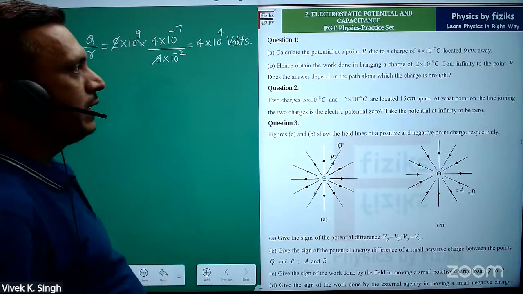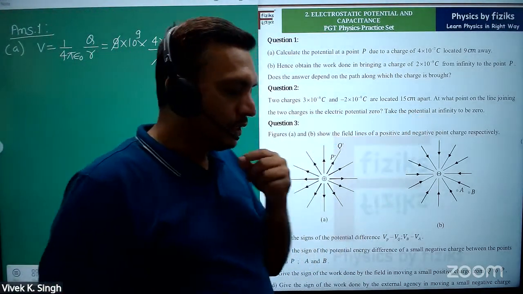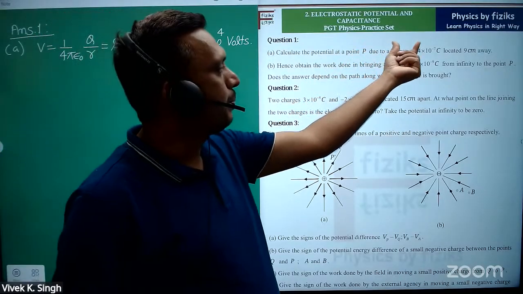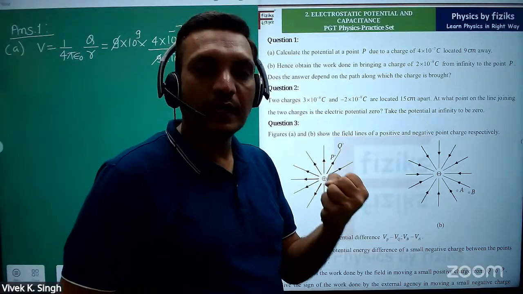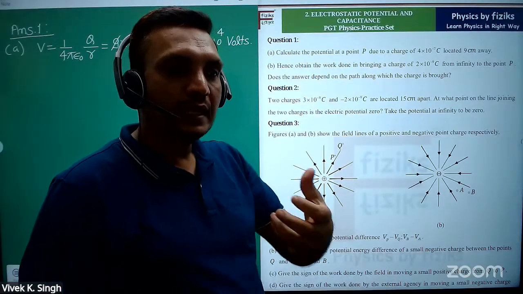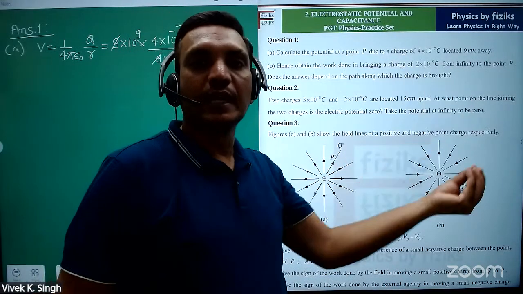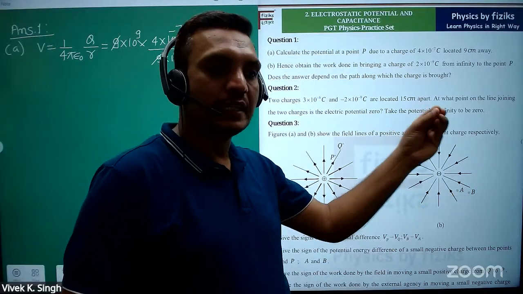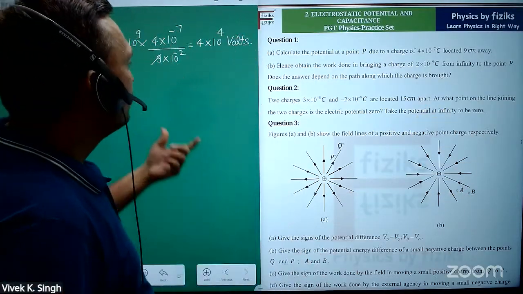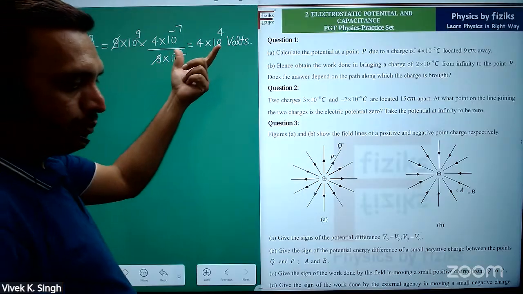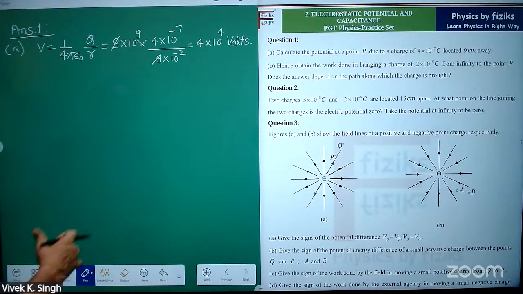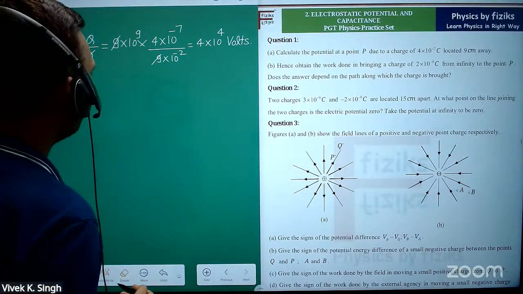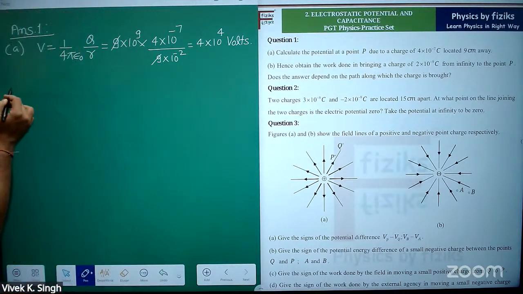Potential due to a positive charge is positive. If the charge is negative, potential will be negative, meaning there will be negative work done in moving a unit test charge to that particular point. Here you have a positive work done in moving a unit test charge. So the potential at this particular distance is 4 into 10 to the power 4 volts.